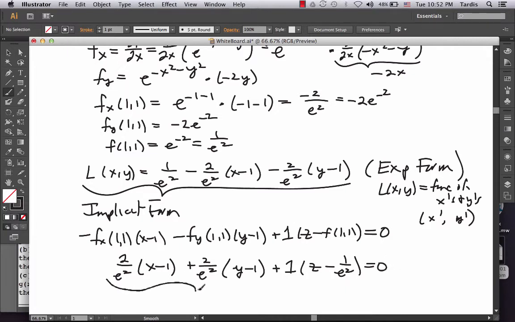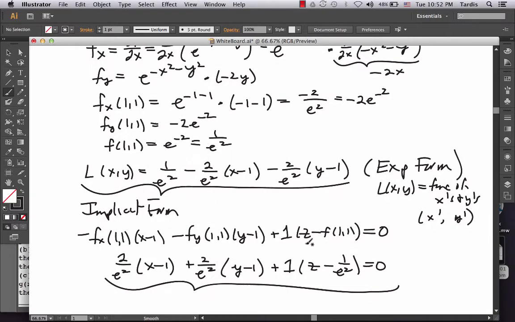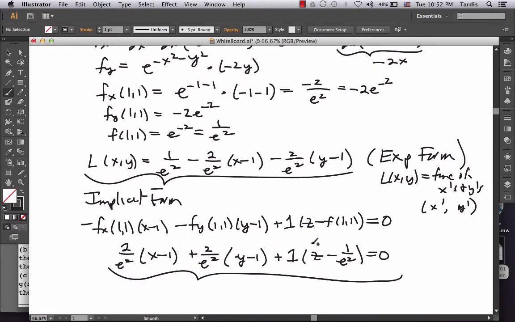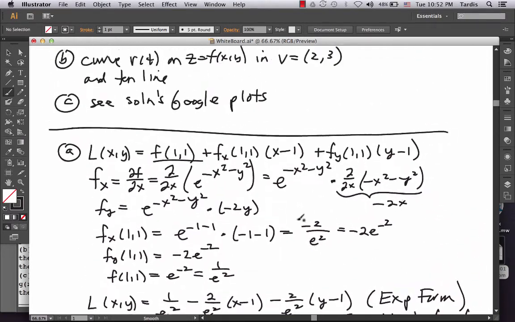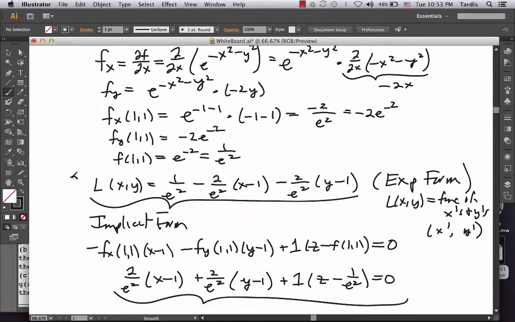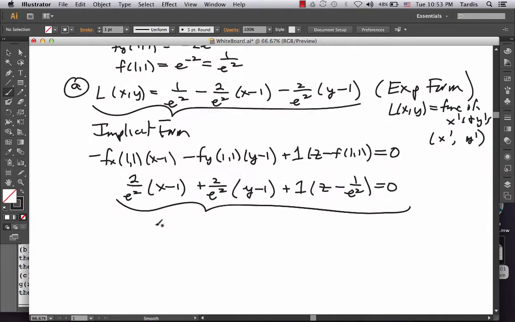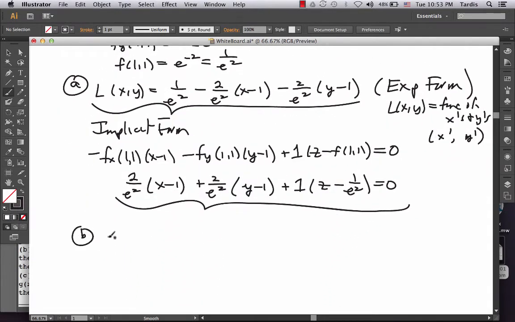So you have two choices for the tangent plane, and it's pretty straightforward to plot those two functions. Okay, so that handles part A, and that was a reboot from a previous quiz. Part B is to find the tangent line and curve to this surface, z is equal to e to the negative x squared minus y squared.